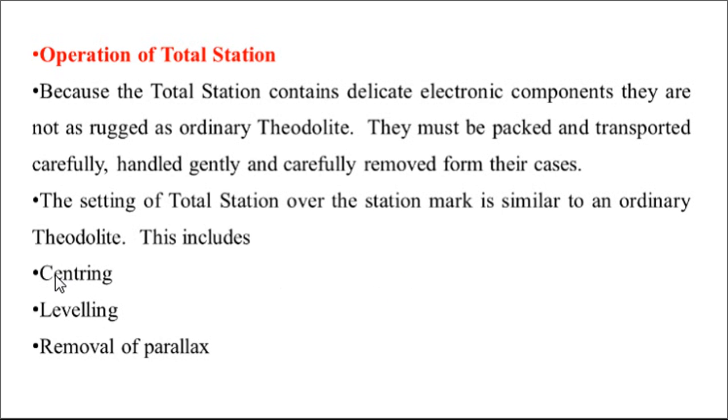That's why we have to center the total station properly on a given point or station with the help of the optical plummet which is provided with the total station. Then accurate leveling of total station with the help of foot screws, in a similar fashion as we have done in case of dumpy level. Then, by rotating the eyepiece, we have to remove the parallax so that the images will be clear.